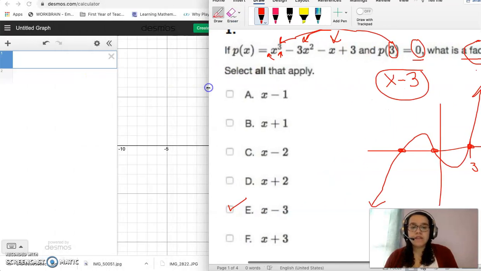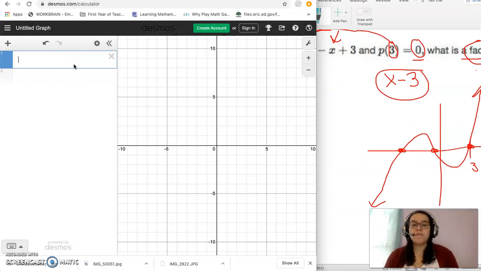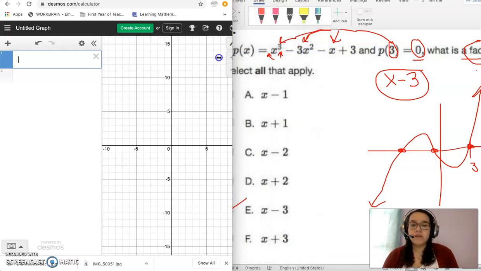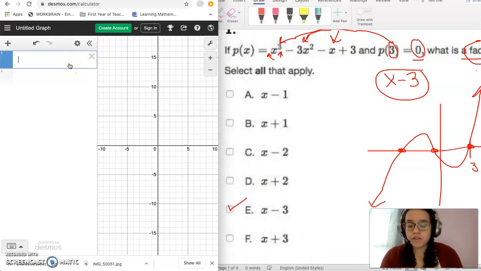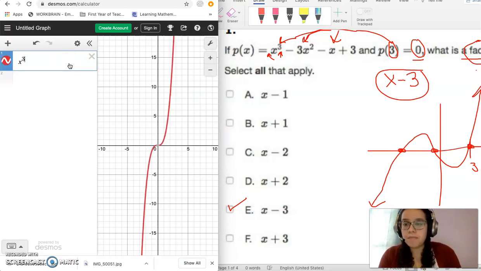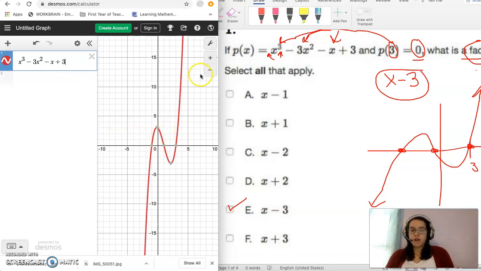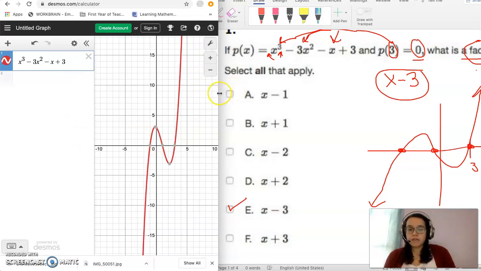Okay, and let's look at the graph of this function. So I put this on the side over here. All right, so we're going to plug in x cubed minus 3x squared minus x plus 3. All right, so this is what our polynomial function looks like. If I can expand this a little bit so that you can see.